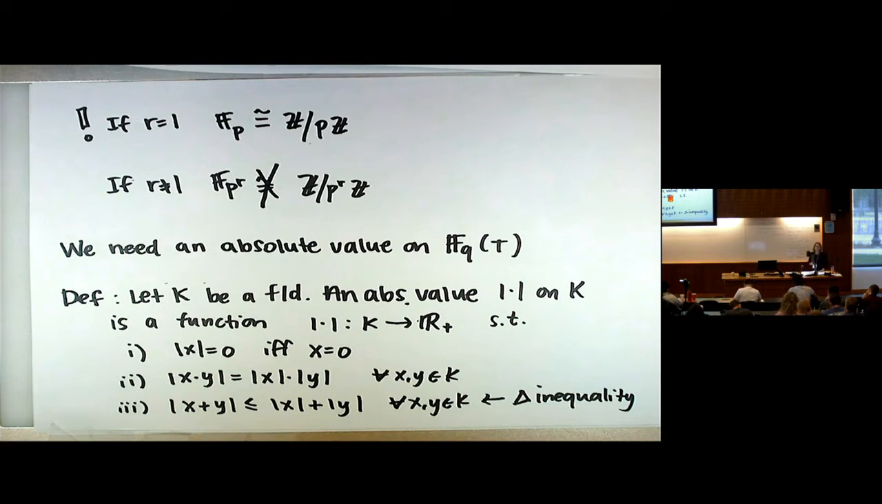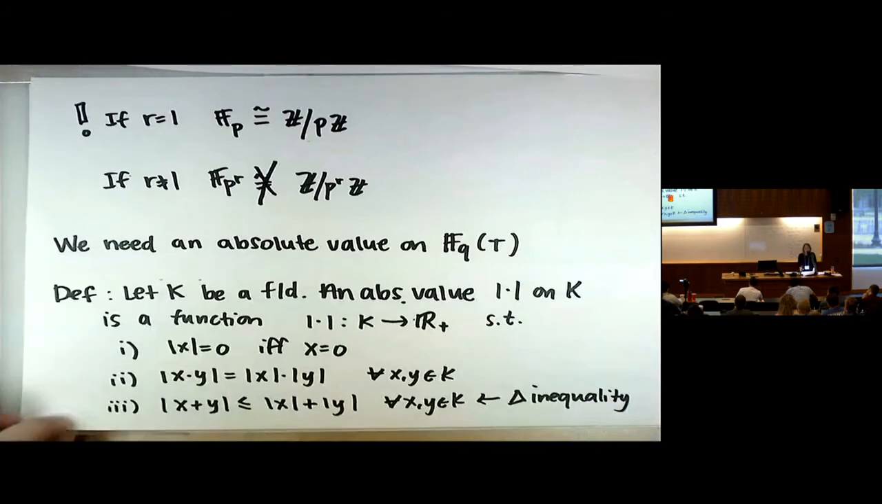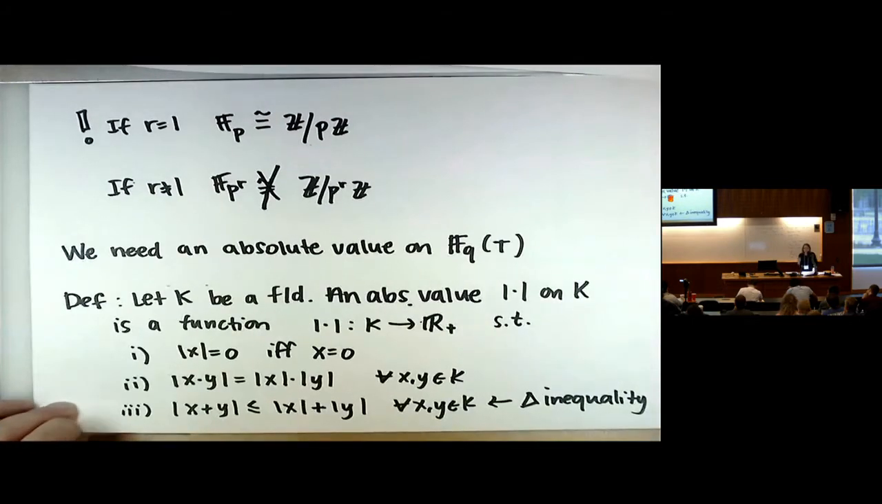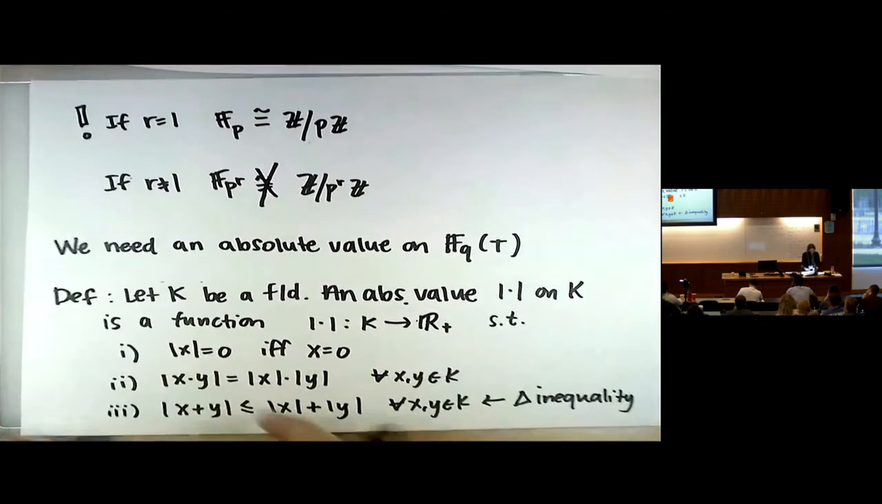Yeah? Is this the same thing as a norm? I think so. The question was, is this the same thing as a norm? And I want to say yes. I think on a vector space you might call it a norm, and on a field you would call it an absolute value or something like that. I'm going to call it an absolute value, and it's going to have these properties.